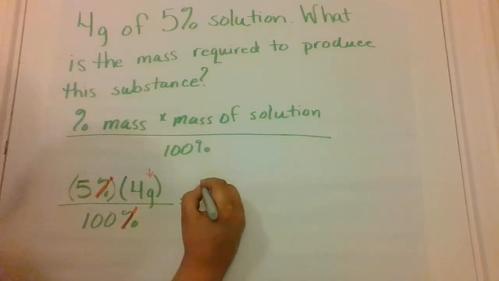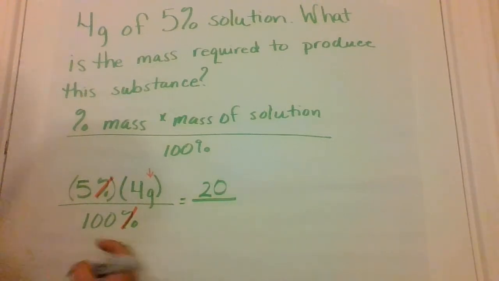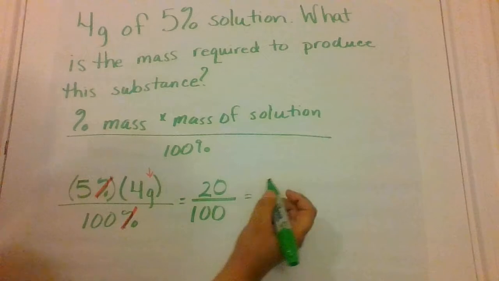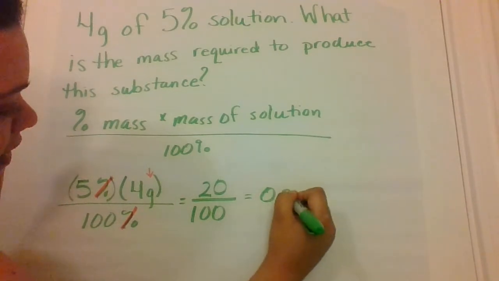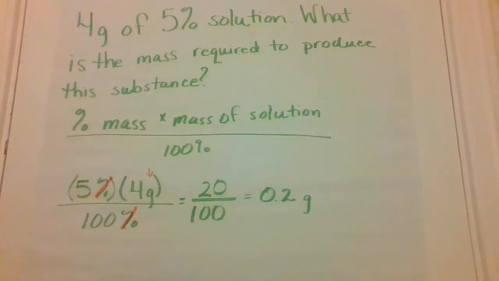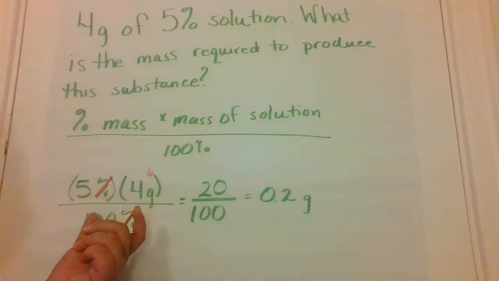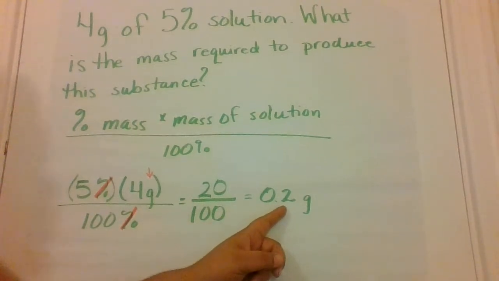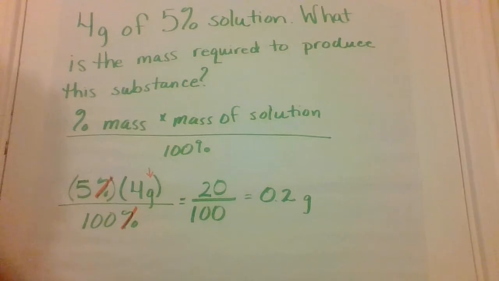So 5 times 4 gives us 20, all over 100. Let's go ahead and divide that. And in nursing, remember, we always lead, never follow, so 0.2 grams. All it takes to make 4 grams of a 5% solution is only 0.2 grams of whatever that solute is to produce that.